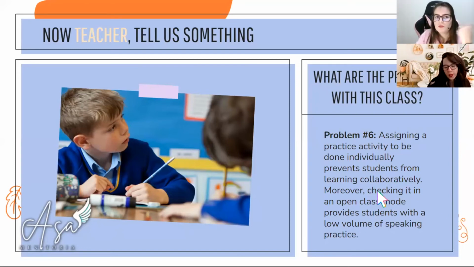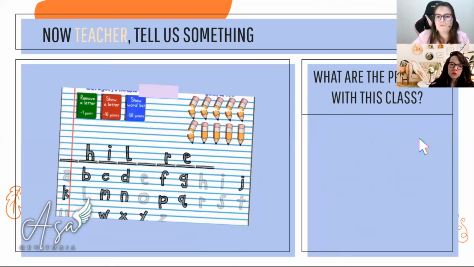And besides that, checking it in an open class mode provides students with a low volume of speaking practice, which I mentioned before. So if they do it in pairs, no matter if they do the exercise and exchange pairs to check it, or if they do it individually but then check in pairs, they will have an extra opportunity to put their English practice in use, right?